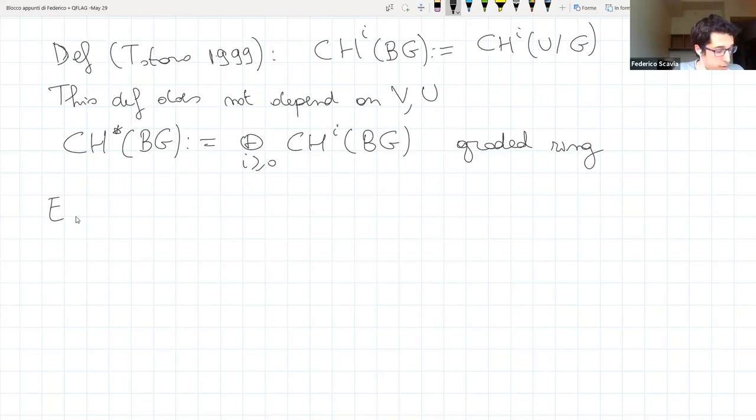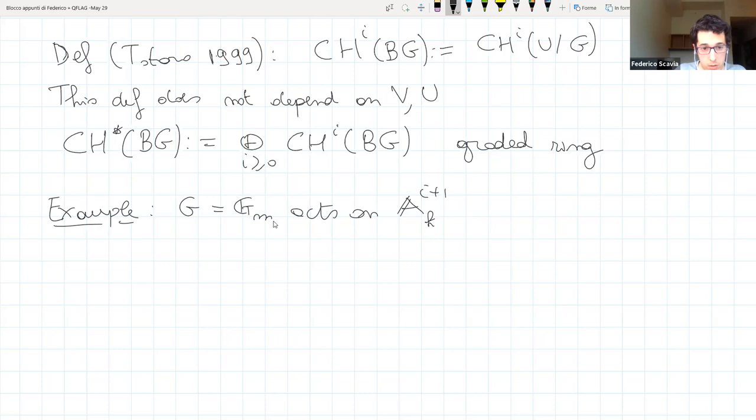Okay, let me just give an example which is going to be important in the future. The first example to see is G equals G_m, the multiplicative group. There is a linear action on A^(i+1) by scalar multiplication, and so the U in this case is just A^(i+1) minus the origin, and U modulo G is just P^i.